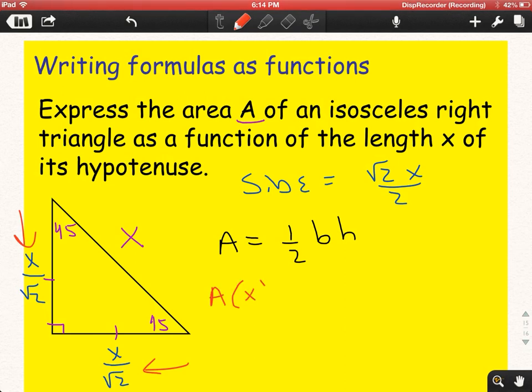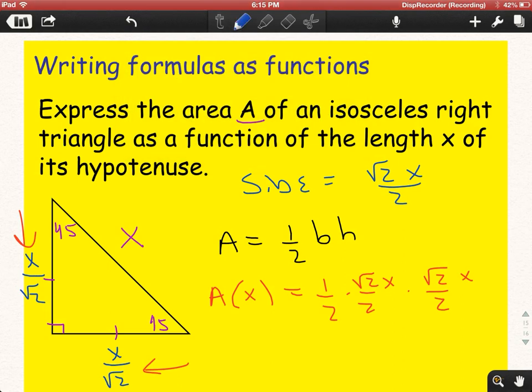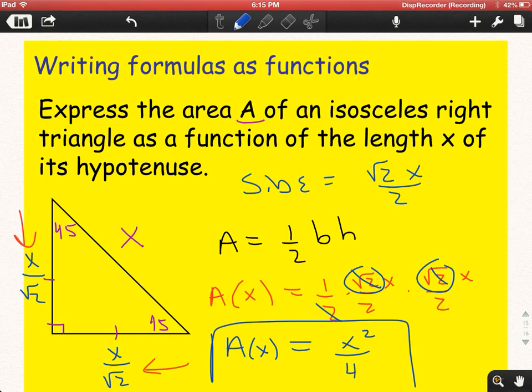So A of x is 1/2 times the square root of 2 divided by 2 times x, times another square root of 2 divided by 2 times x. And we will get some canceling here. Together, these two make 2, so that's gone, and that leaves me with x squared over 4 for my area.